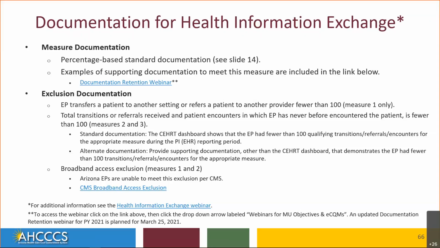So there's the standard documentation that the provider can submit, which is the CERT dashboard, showing that the EP had fewer than 100 qualifying transitions, referrals, or encounters for the appropriate measure during that PI reporting period. The second type of documentation that can be submitted is alternate documentation. This would be other than the CERT dashboard that demonstrates the EP had fewer than 100 transitions, referrals, or encounters for the appropriate measure.